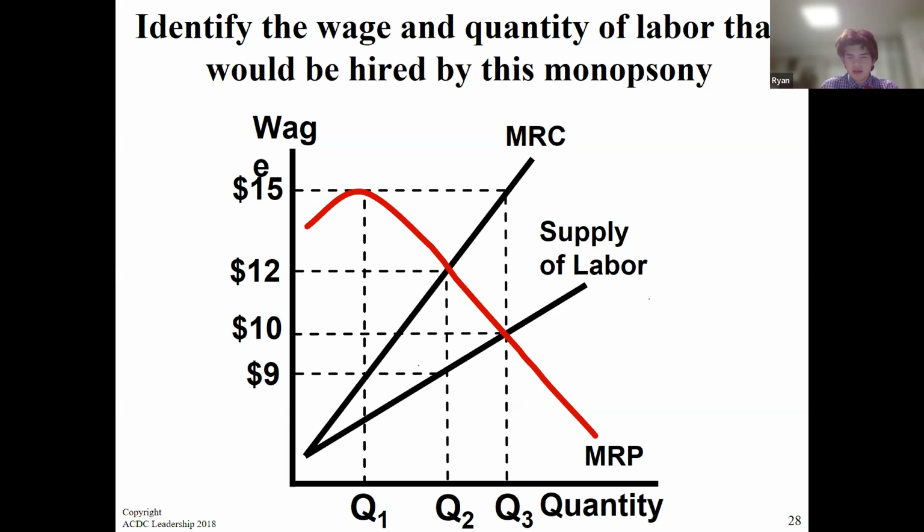Is it 10? He actually could get higher. Really? 12? He could get 12, because at 12, where MRC equals MRP, you're still getting the Q2 amount of workers. So you can negotiate up to where MRC equals MRP. Okay? Everyone understand that?